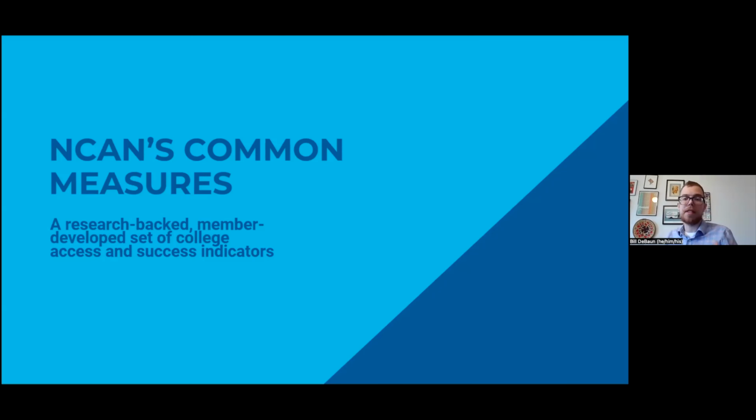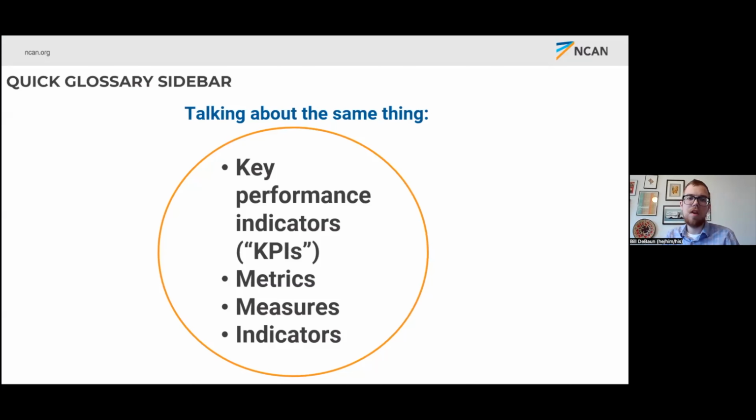And so this brings me to NCAN's common measures. NCAN's common measures are a set of college access success indicators. I'm going to talk to you about the genesis in 1 second, but let me do a quick sidebar about glossary. When I talk to you about the common measures here, if I talk about KPIs or metrics or measures or indicators, I'm talking about exactly the same thing, just total synonyms. And sometimes I switch between them without thinking about it. If you hear any of these words come out of my mouth today, I'm absolutely talking about the same thing.